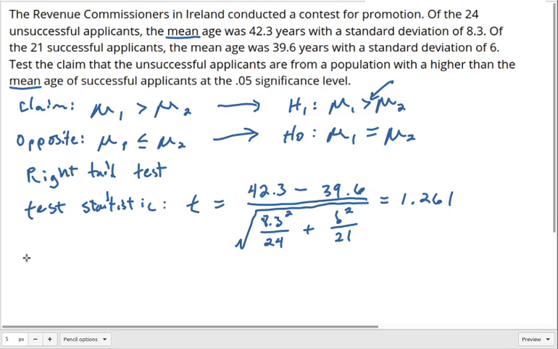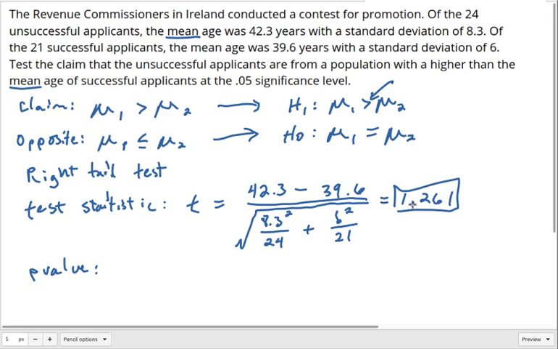Okay, now I need to find the p-value for this. There is a slight problem because if we're using the t-distribution table, we can't get the exact p-value. So I'm going to show you how to get the range of the p-value on the table, and then I'll look at how to get the exact p-value using a spreadsheet. So first of all, we're just going to get the range of the p-value and see what that can tell us. In order to look up the p-value, I need my test statistic, 1.261, and I need to know my degrees of freedom.